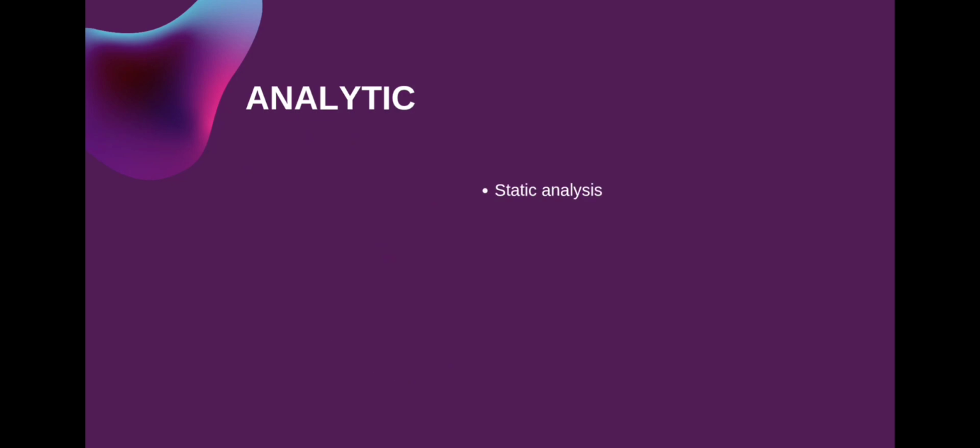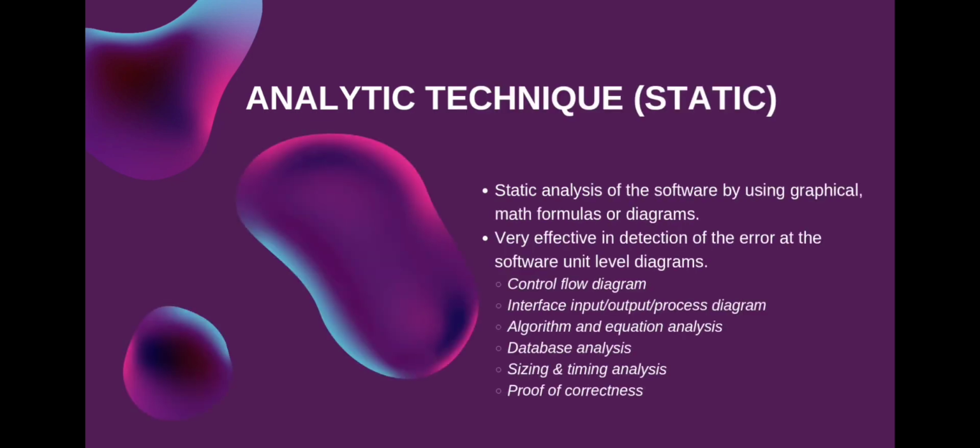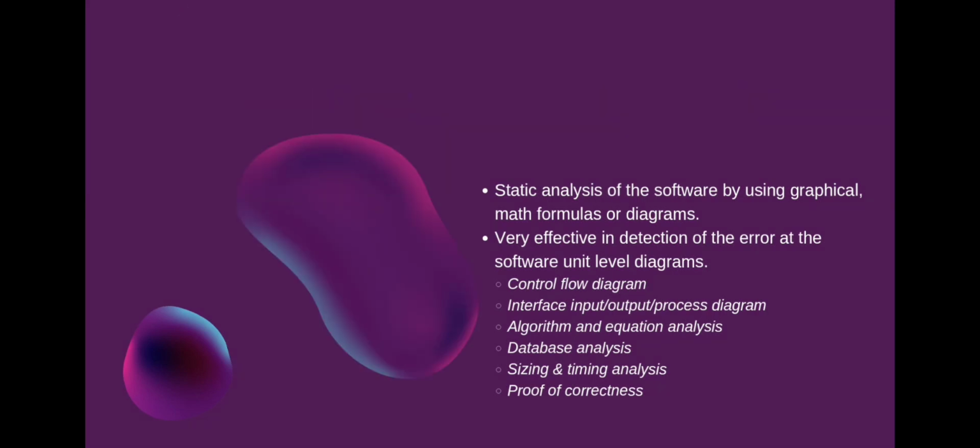Analytic techniques for static analysis of the software is by using graphical, math formulas, or diagrams. It is very effective in detection of the error at the software unit level. For example, techniques like control flow diagram, interface input/output/process diagram, algorithm and equation analysis, database analysis, sizing and timing analysis, and proof of correctness.